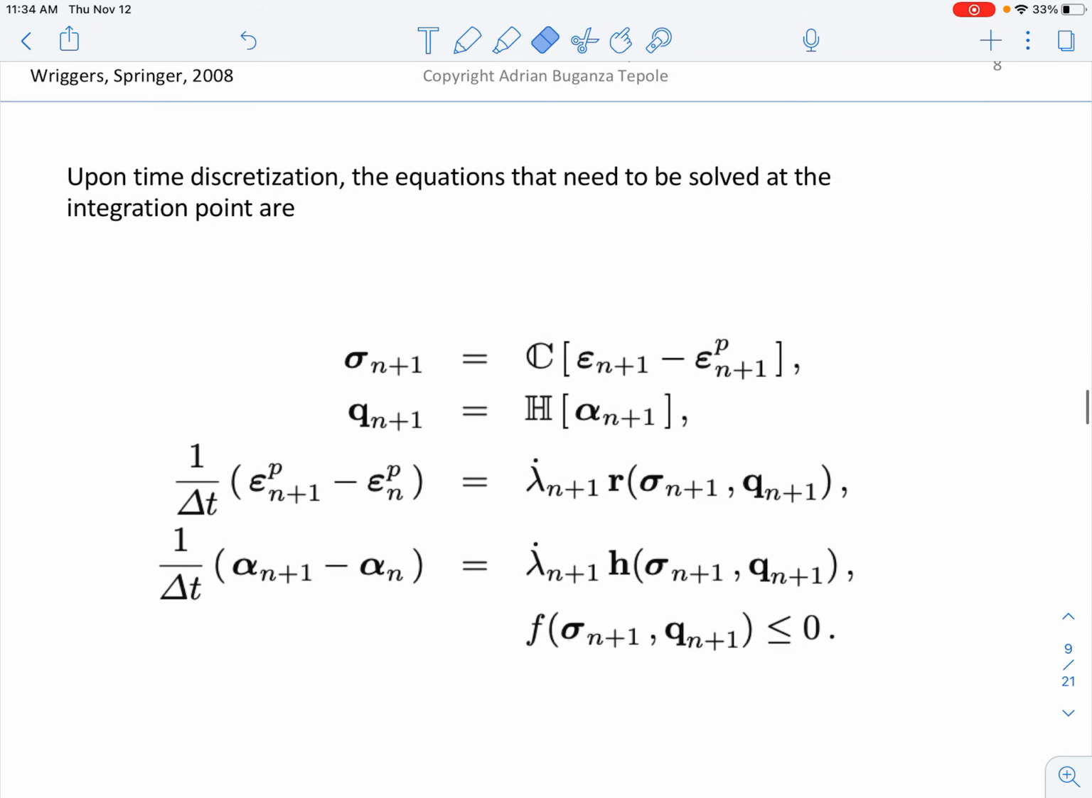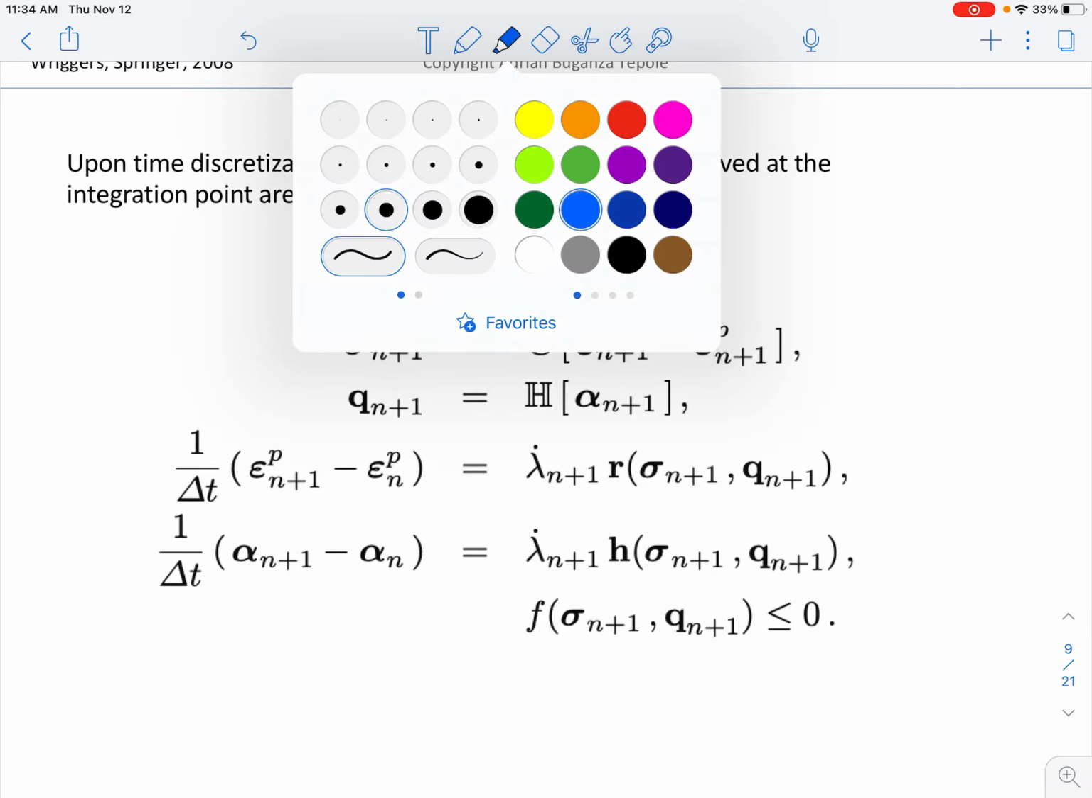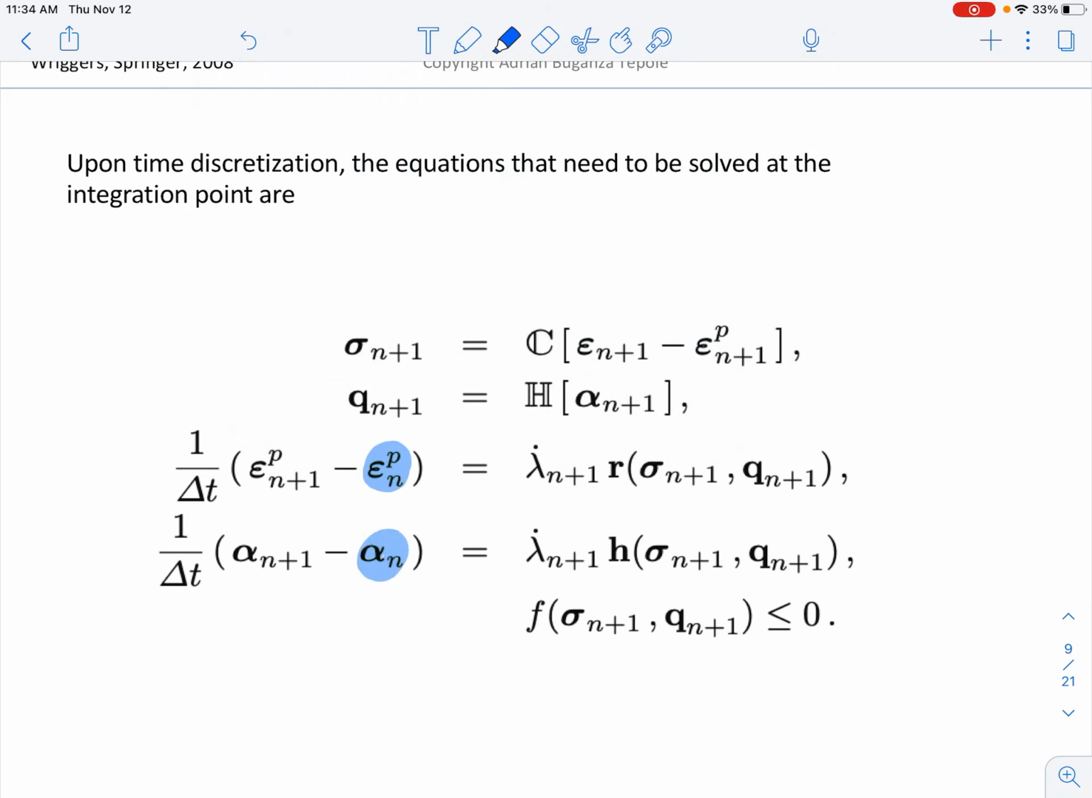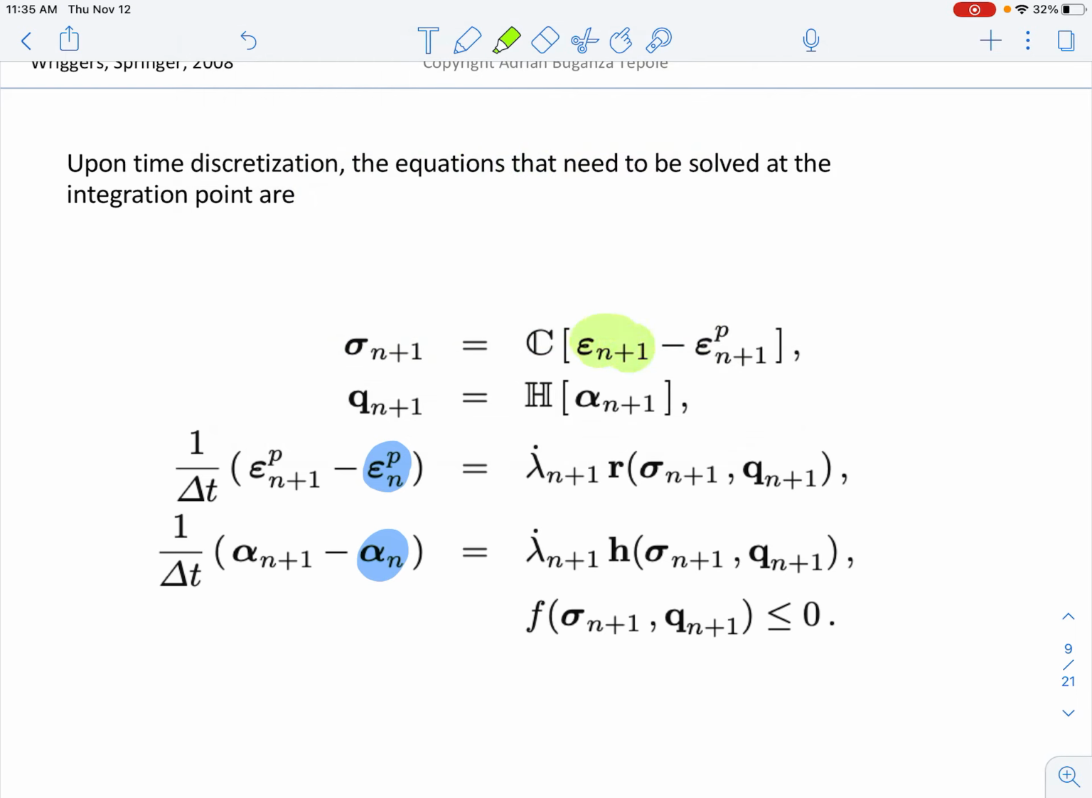So the first thing that you need to do is, like I was saying, you need to discretize. So upon discretization, typically what you have is you have solved everything for the previous time step. So you know everything that is with an n, that one you know because it's from the previous time step. So these ones are the ones that you're carrying from the previous time step, right? And then the unknowns are based on, so this is your current guess for the total strains, and this comes from your global Newton iterations.